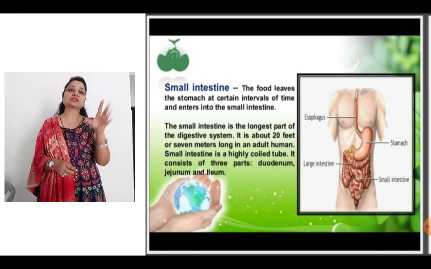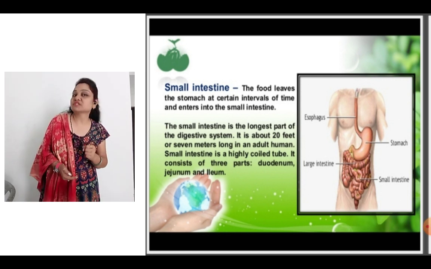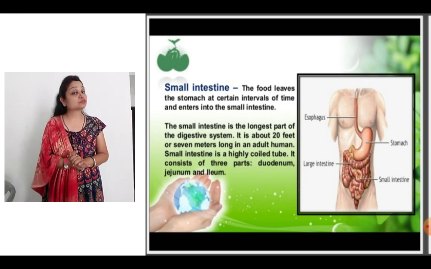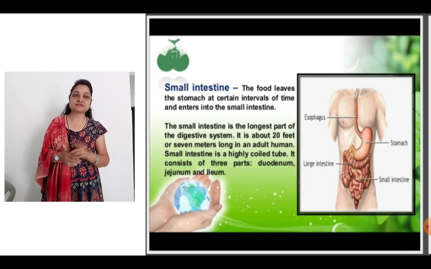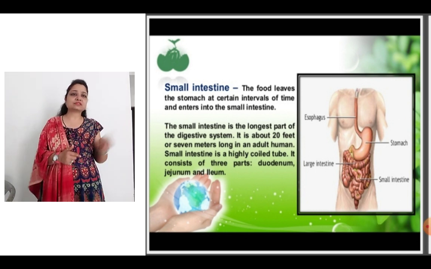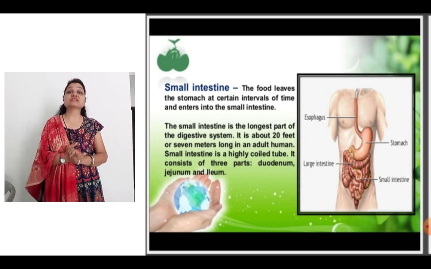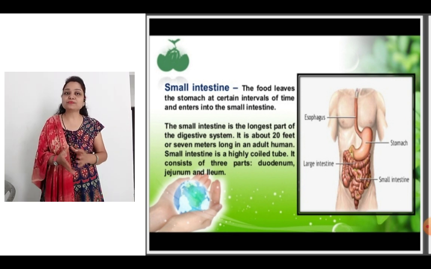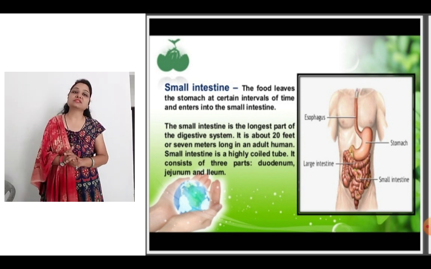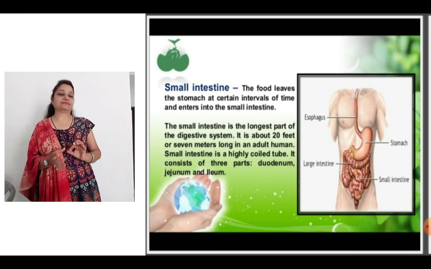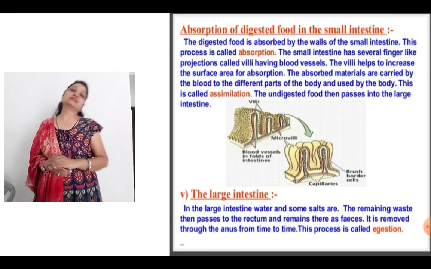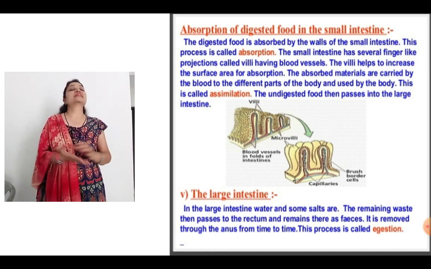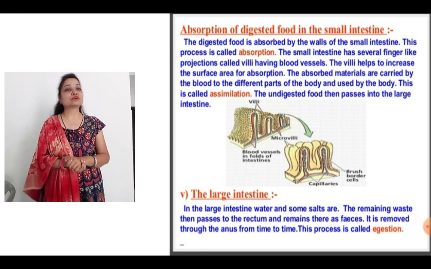Again a tube-like structure. The food leaves the stomach at certain intervals of time and enters into the small intestine. The small intestine is the longest part of the digestive system, about 20 feet or 7 meters long. It is a highly coiled tube, and it consists of 3 parts: duodenum, jejunum and ileum. In the small intestine, the remaining digestion as well as the absorption takes place. The digested food is absorbed by the walls of the small intestine.